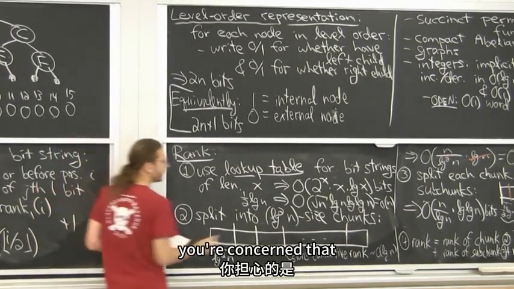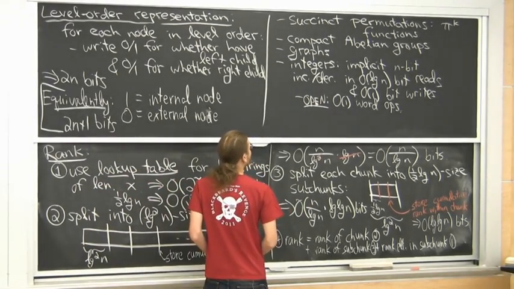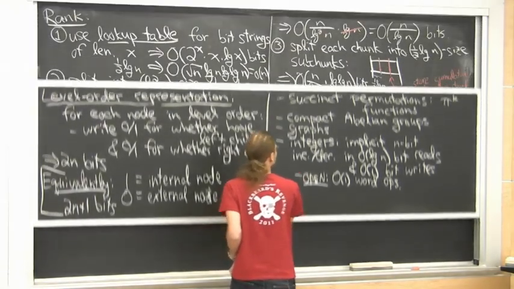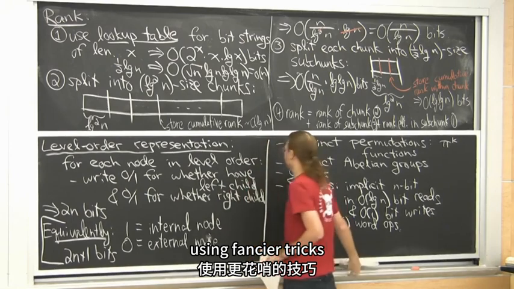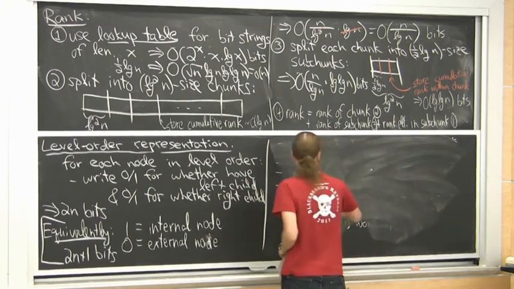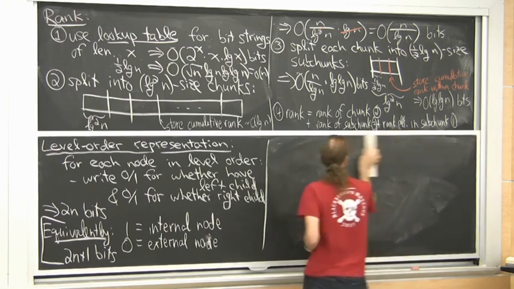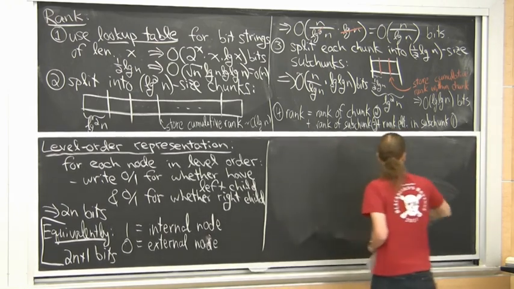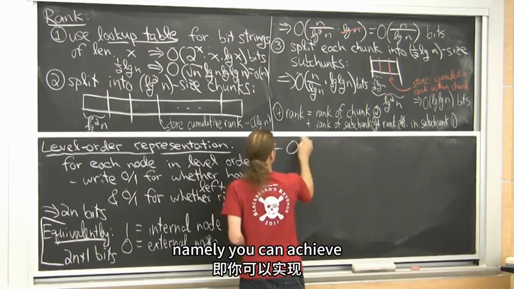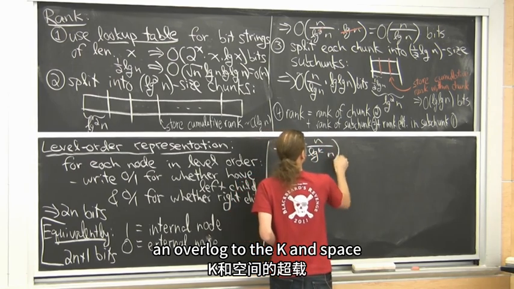If you're concerned that n times log log n over log n is not very sublinear, you can do a little bit better using fancier tricks. Namely, you can achieve n over log to the k n space.